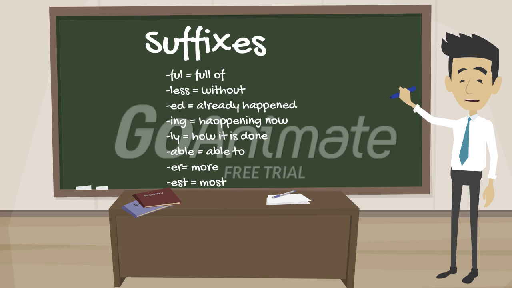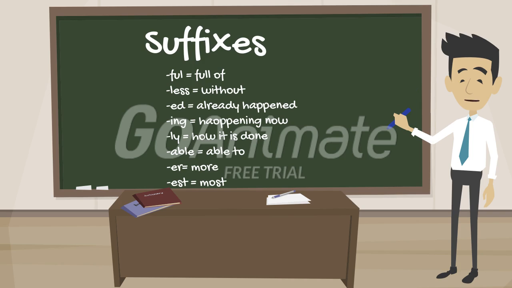Here are a few common suffixes and the meaning of the ending. We have the suffix ful, which means full of. Example, colorful. The suffix less, which means without. Example, hopeless. Ed, which means already happened. Example, raced. Ing, which means happening now.